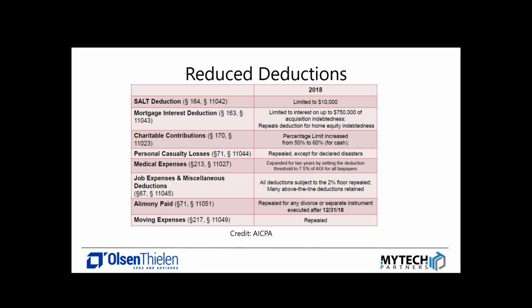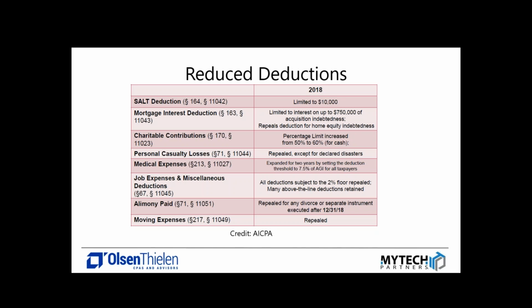Medical expenses, the threshold has been expanded for another 2 years. All 2% miscellaneous deductions have been repealed. This includes tax preparation fees. So, yeah, us CPAs didn't get good enough lobbyists in Congress for that.